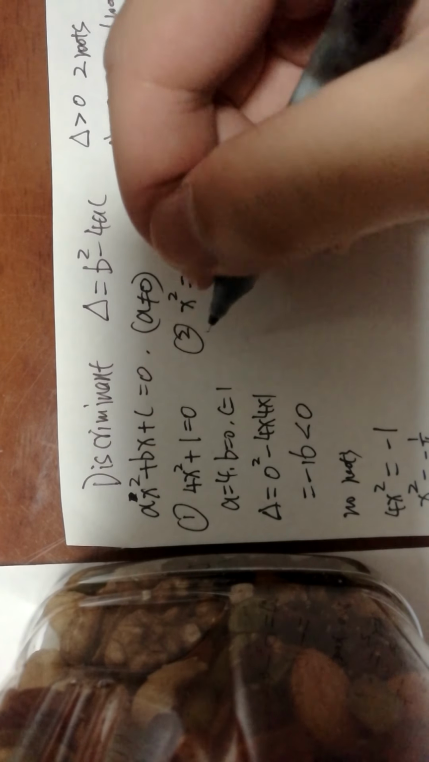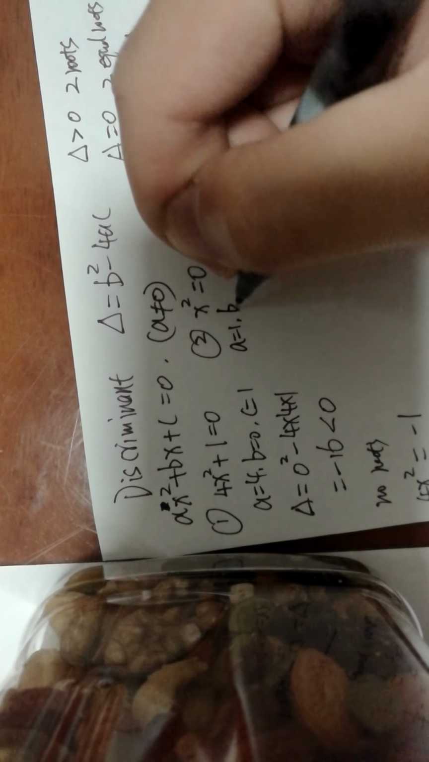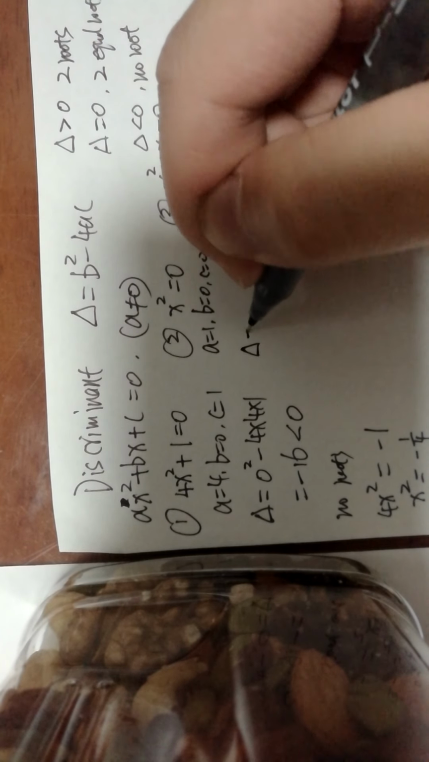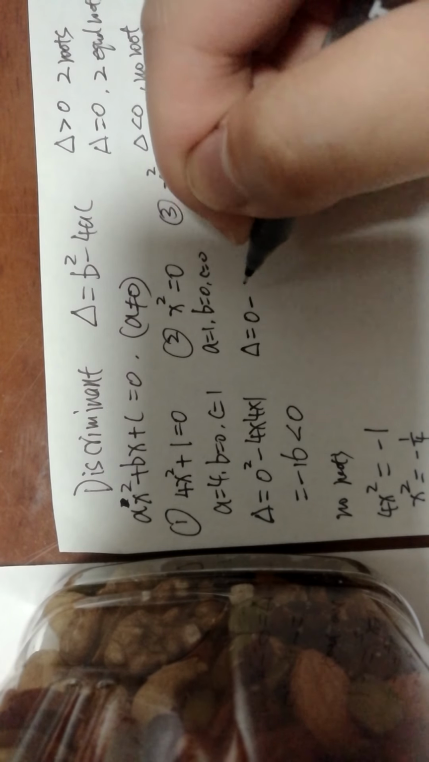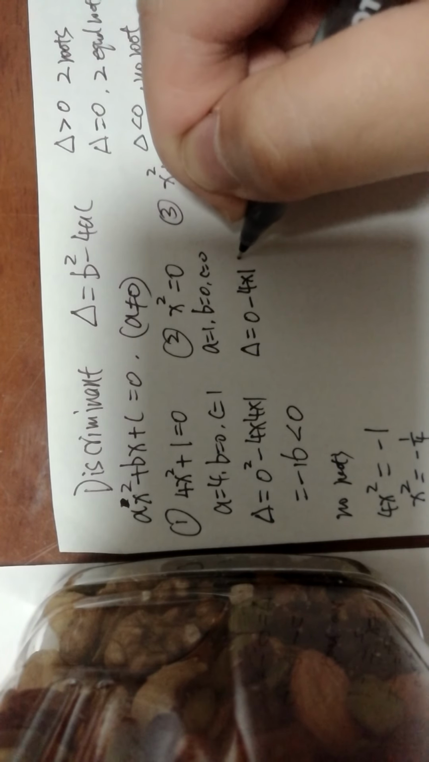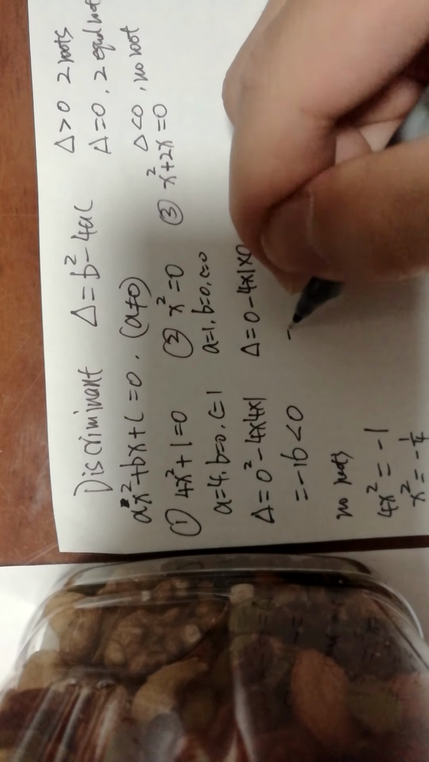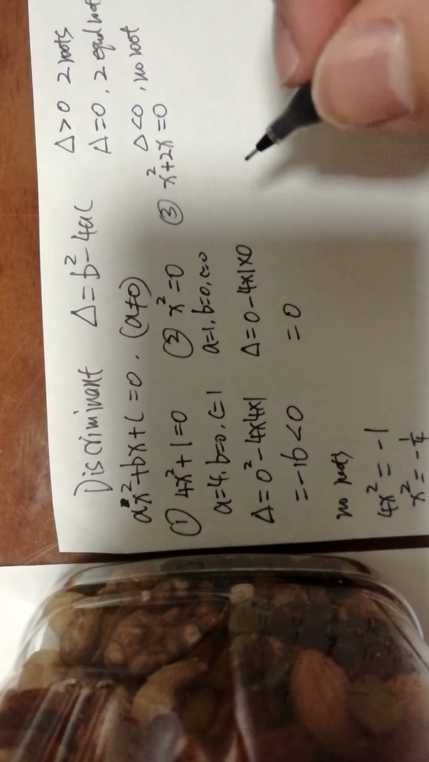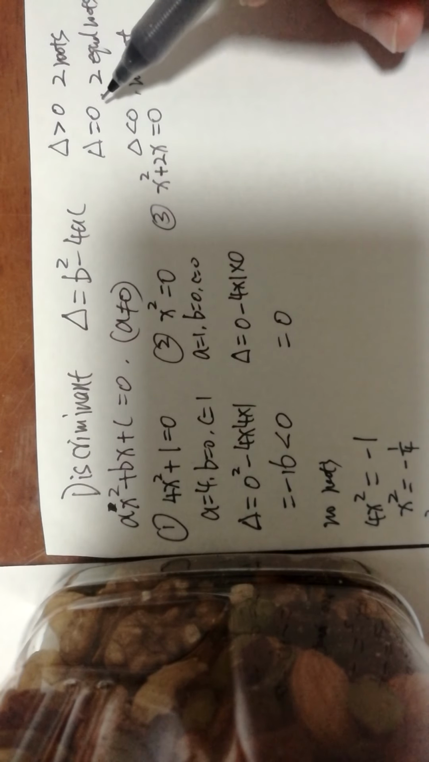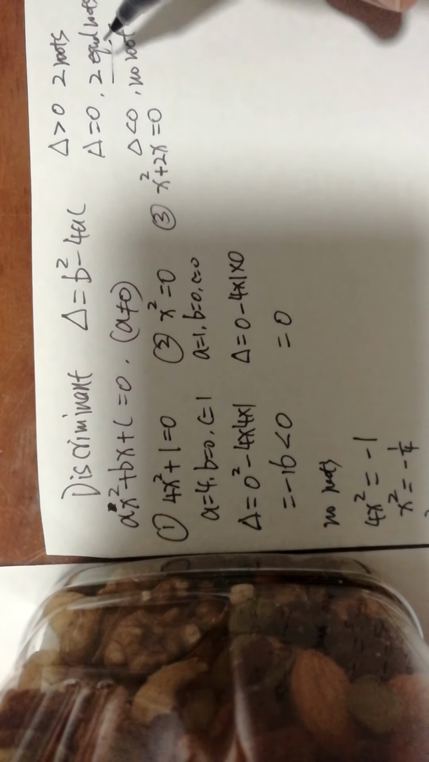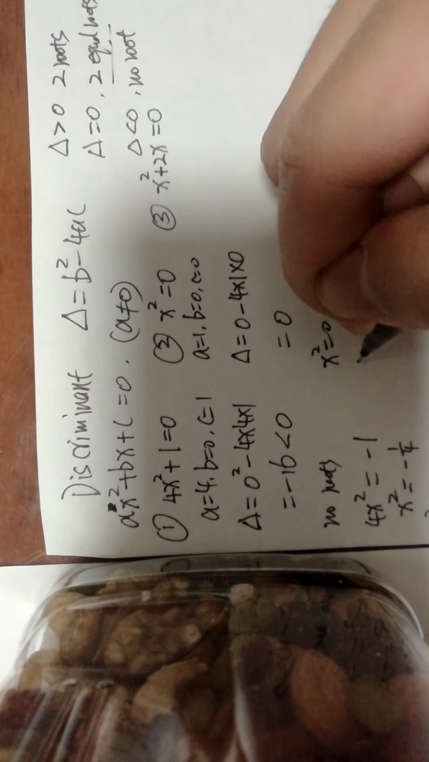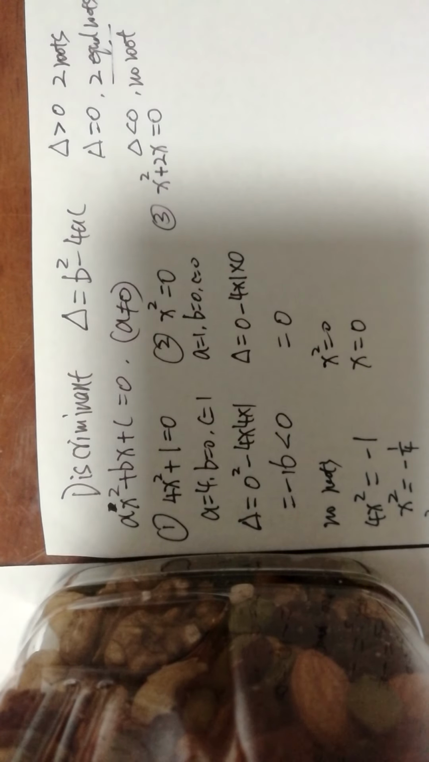For the second one, a equals 1, b equals 0, c equals 0. So the discriminant in this case is 0 minus 4 times 1 times 0, then it will still be 0. Then it can tell us it has two equal roots, or just one root. If we try to solve it, we get x squared equals 0, so x equals just 0, which is the first method introduced.